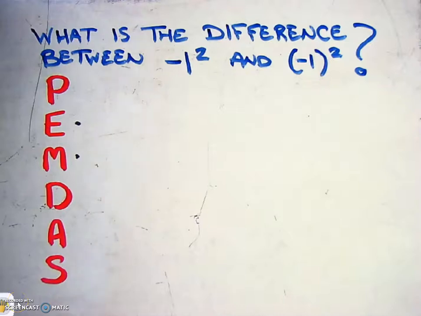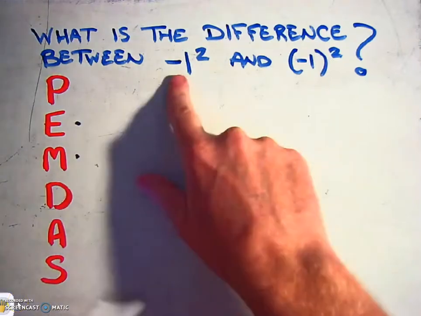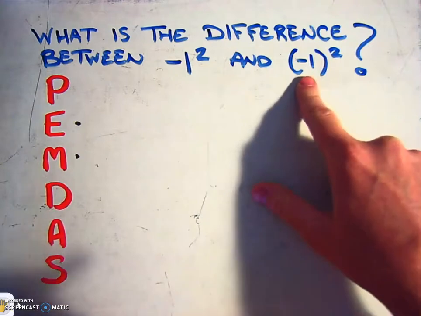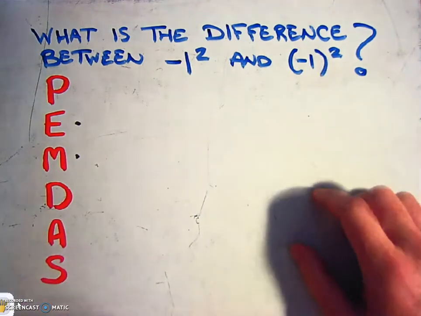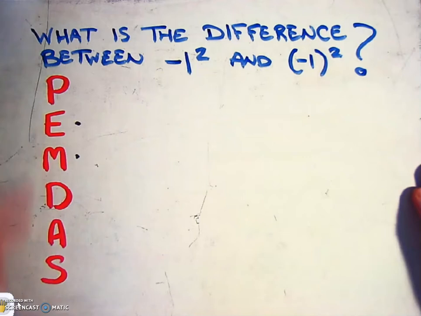Hi Math, I'm Andy. What's the difference between -1 squared and the quantity of -1 squared? Well, this really comes down to the order of operations: parentheses, exponents, multiply, divide, add, and subtract.